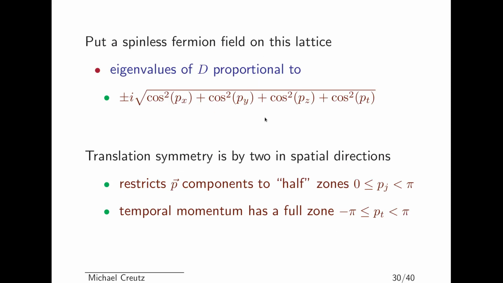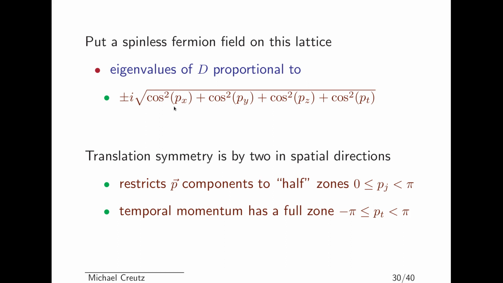Now, once you've got these phases put on the links, we put a spinless fermion field on this lattice. So it's got no Dirac algebra associated with it at all. The fermion still has color indices and flavor indices, but no spin indices. And the eigenvalues of this spinless field are just the usual result for a free particle hopping on the lattice. So the sum of the, I've done it with cosines. You can do it with sines if you want. It doesn't really matter.